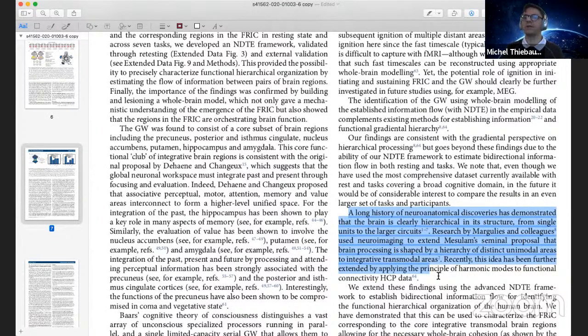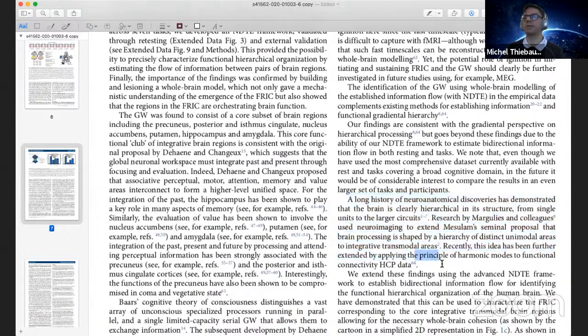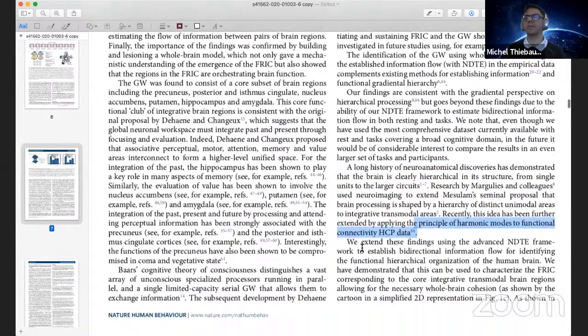Recently, this idea has been further extended by applying the principle of harmonic modes to the functional connectivity data. We extend this using the advanced NDTE framework to establish a bidirectional information flow for identifying the functional hierarchical organization of the human brain. So beyond having the bidirectional gradient, you get high values, low values, and middle values. Here you really have the direction of this talking to that, in that direction. That's the add-on.